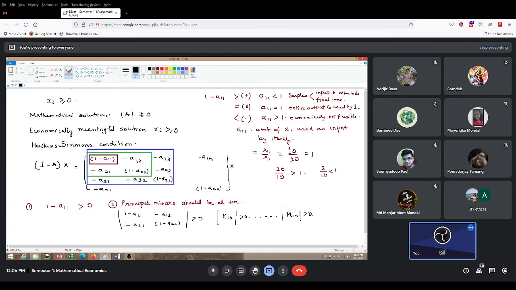This is the principal Hawkins-Simon condition. So I'm not deriving the principal minor part, and I'm also not interpreting this in detail. Very briefly, it basically means that, I don't think, if I explain it, you'll get confused. So understand the first condition, 1 minus A11. The second condition you should just be able to state.